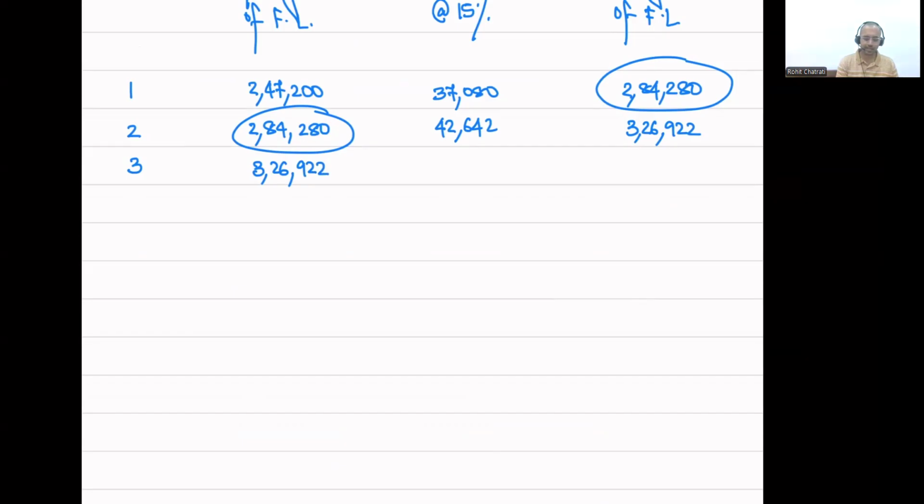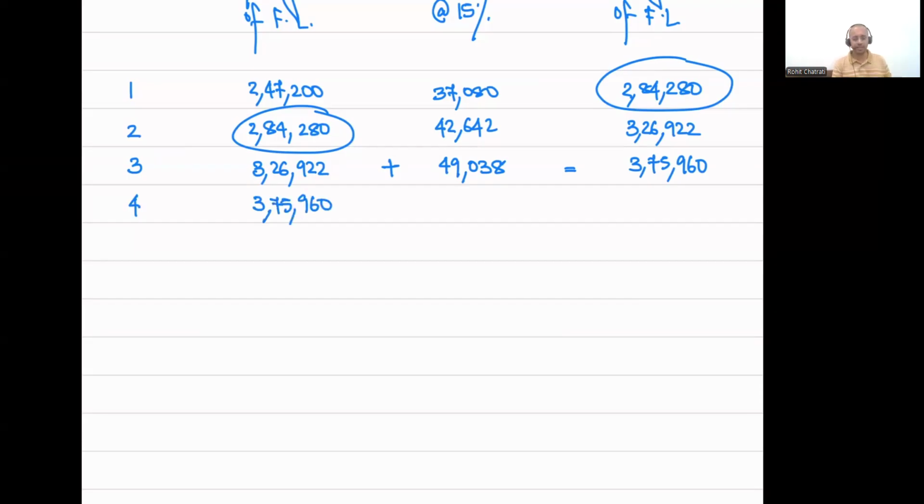On 3,26,922, I have interest of 15 percent, which is 49,038. Therefore, my closing balance is 3,75,960. The interest is added to my opening balance to arrive at the closing balance. This becomes my beginning balance of year four.